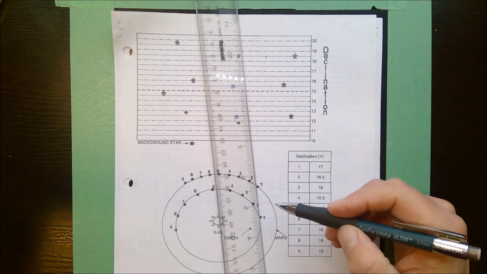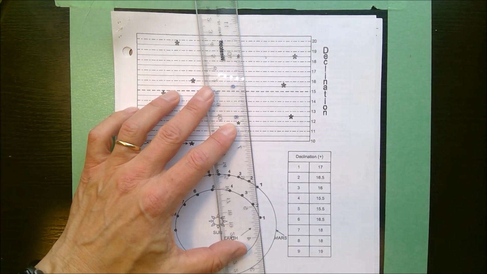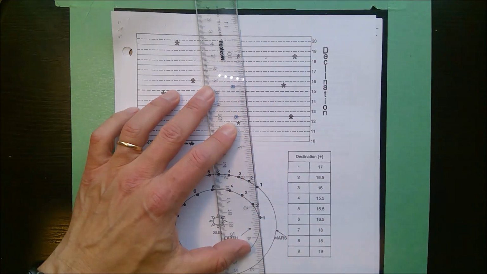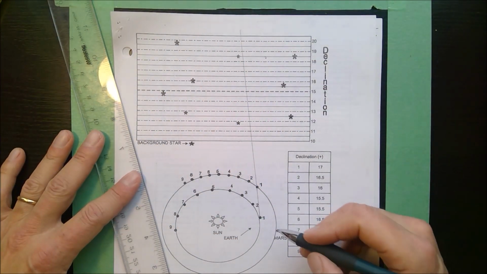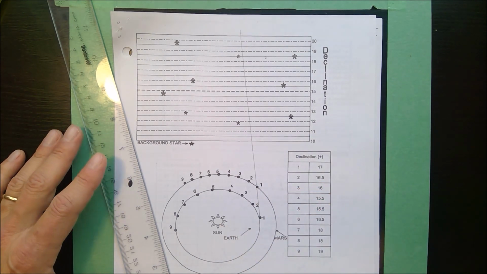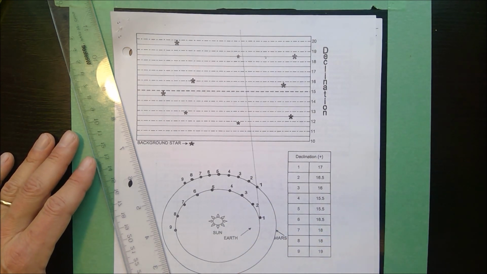So we're trying to get a perspective of where an observer on Earth would see Mars. First step is to take a ruler and lightly draw a line up into the background stars. An observer on Earth looks up and sees Mars as a red star because light from the sun reflects back to us on Earth.